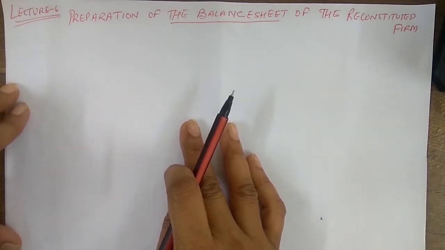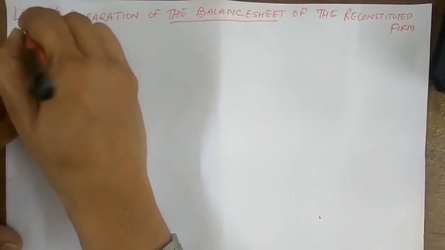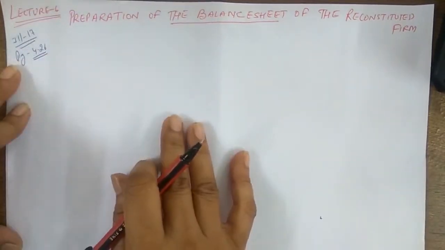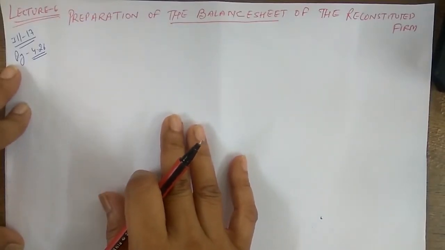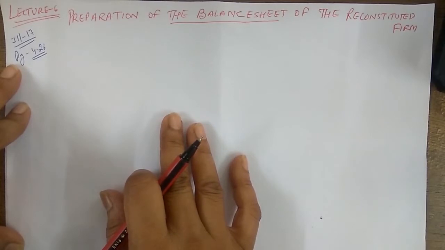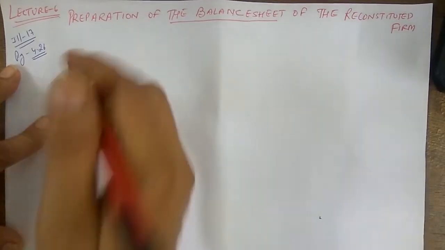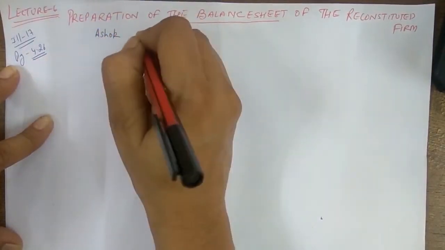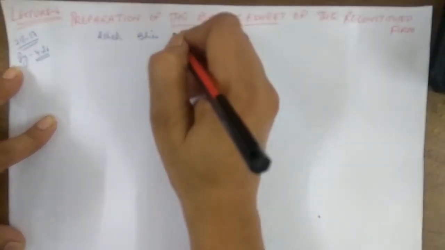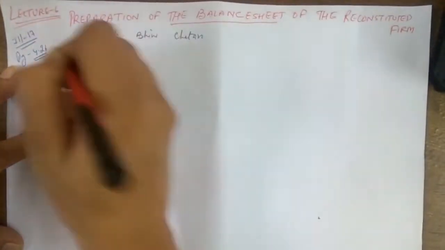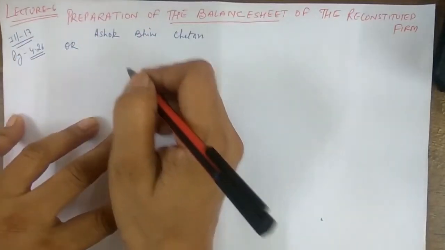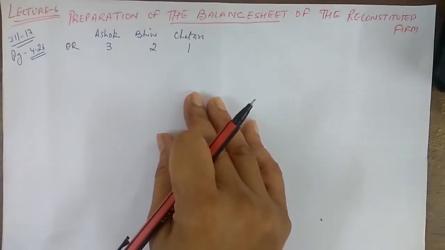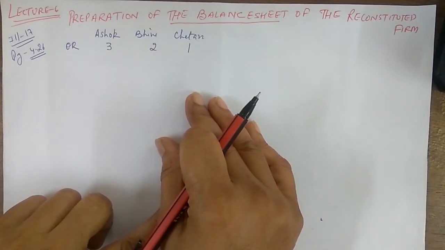We have example 17 of your book at page 4.26. Ashok, Bheem and Chetan were partners in a firm, sharing profits in the ratio 3:2:1. So we need to write in brief the names of the partners: Ashok, Bheem and Chetan. We have been given the old ratio of these three partners, that is 3:2:1. Their balance sheet as on 31st March 2015 was as follows.